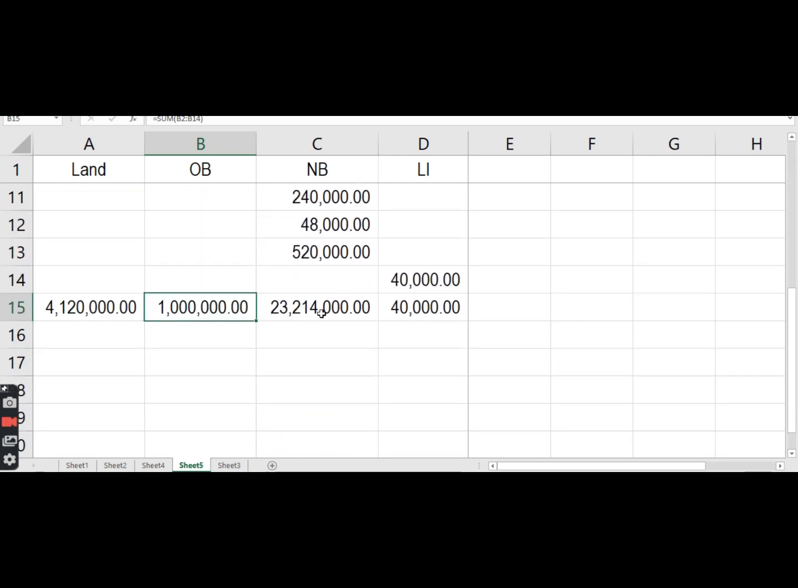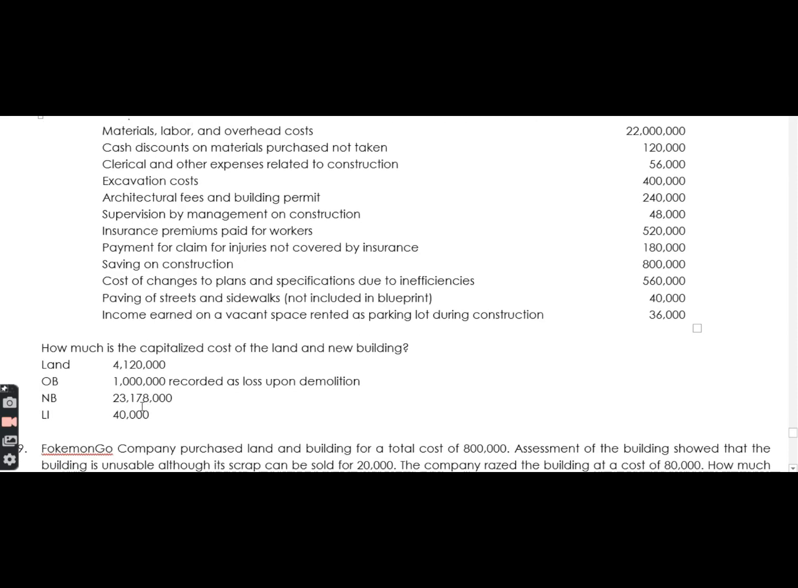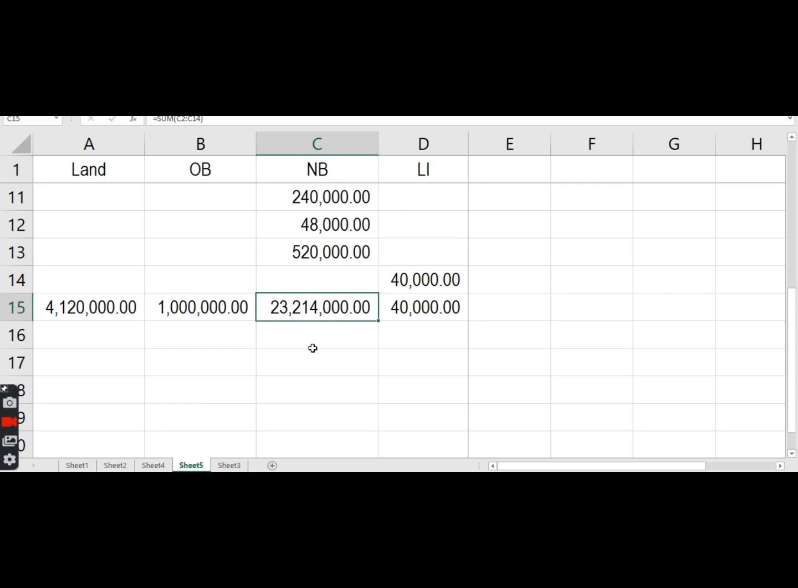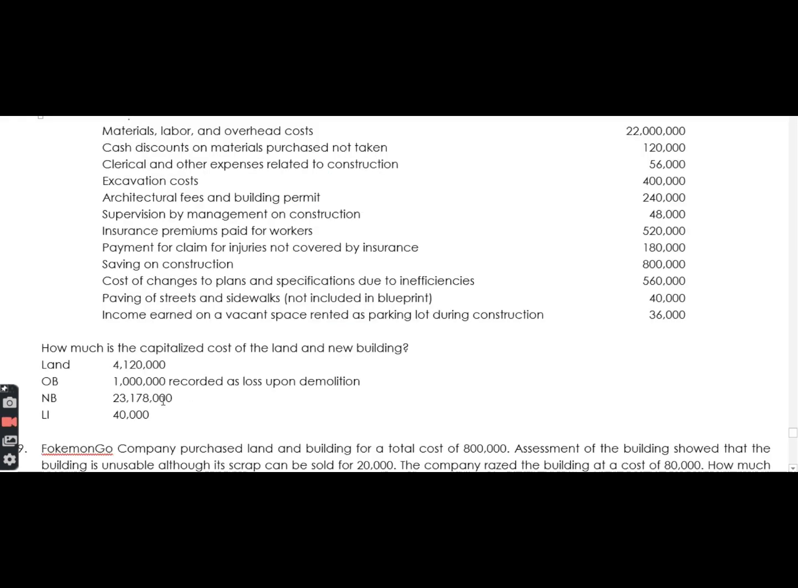Yung sa new building, this is going to be 23,214. Okay. Pero ang nakalagay dito is 23,178. Wait, i-double check ko kasi ang main na difference lang naman nito, yung 23,214 at saka itong kinita. Wait, i-check ko lang. Ay hindi, tama lang. Ang concept ngayon nito is ganito.